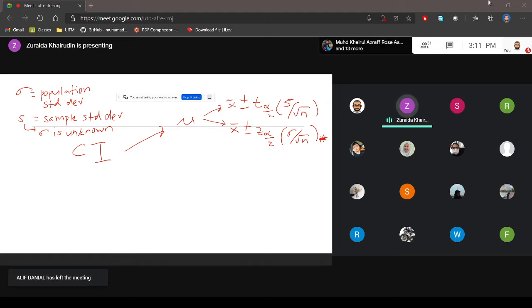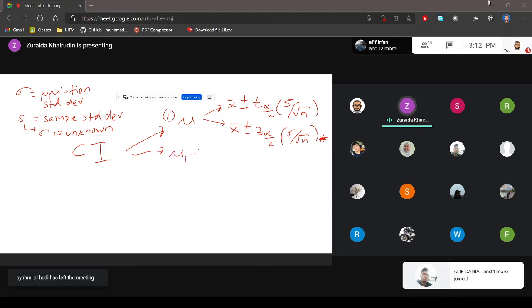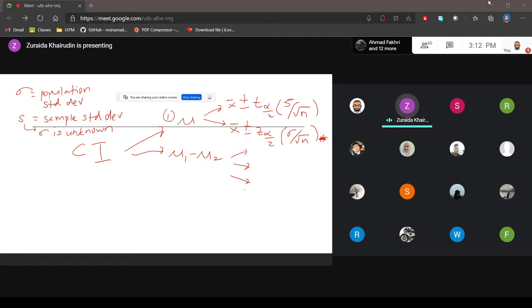Okay, so first of all, you've learned first confidence interval for mu, one population mean. And then second one, you've learned about confidence interval for two population means, difference between two population means. Okay, so ada 3 formula dekat sini. There are 3 formulas here. Satu, sigma is unknown, and then another one is sigma is known. Nanti panjang sangat nak tulis formula dia.